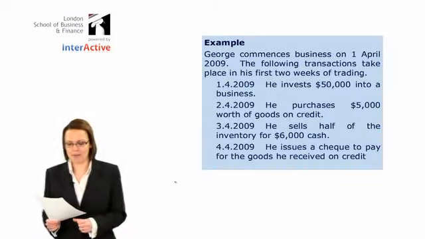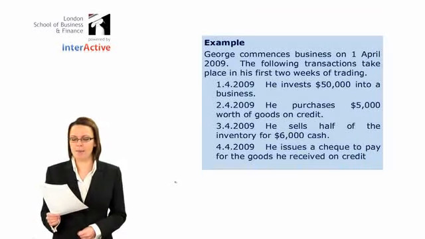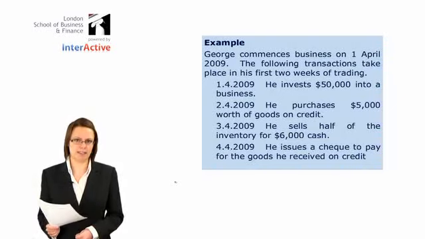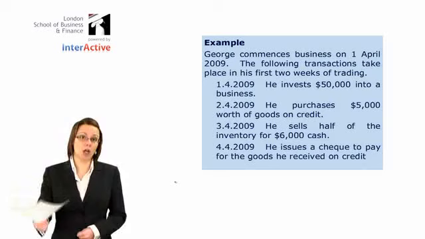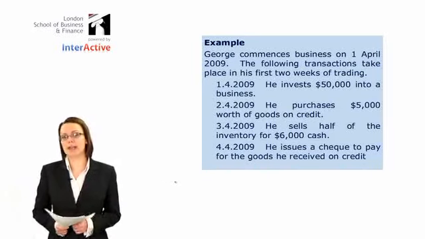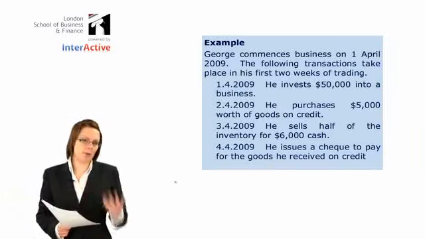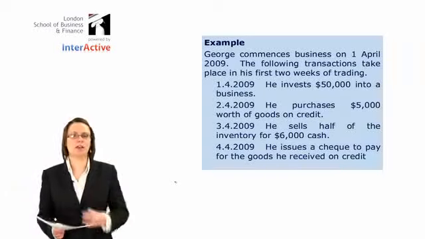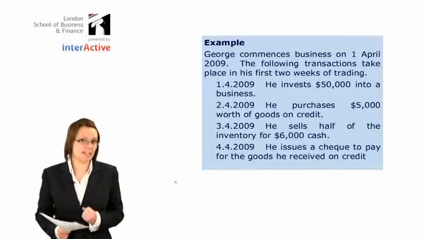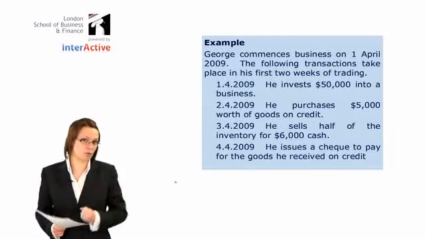Our next transaction. On the 2nd of April 2009, he purchases $5,000 worth of goods on credit. So George is purchasing goods from another supplier and he's promising to pay for those goods at a later date. That's what we mean by purchasing on credit. We've been given an amount of time before we actually need to settle the bill. So the $5,000 is what we would owe to our supplier.